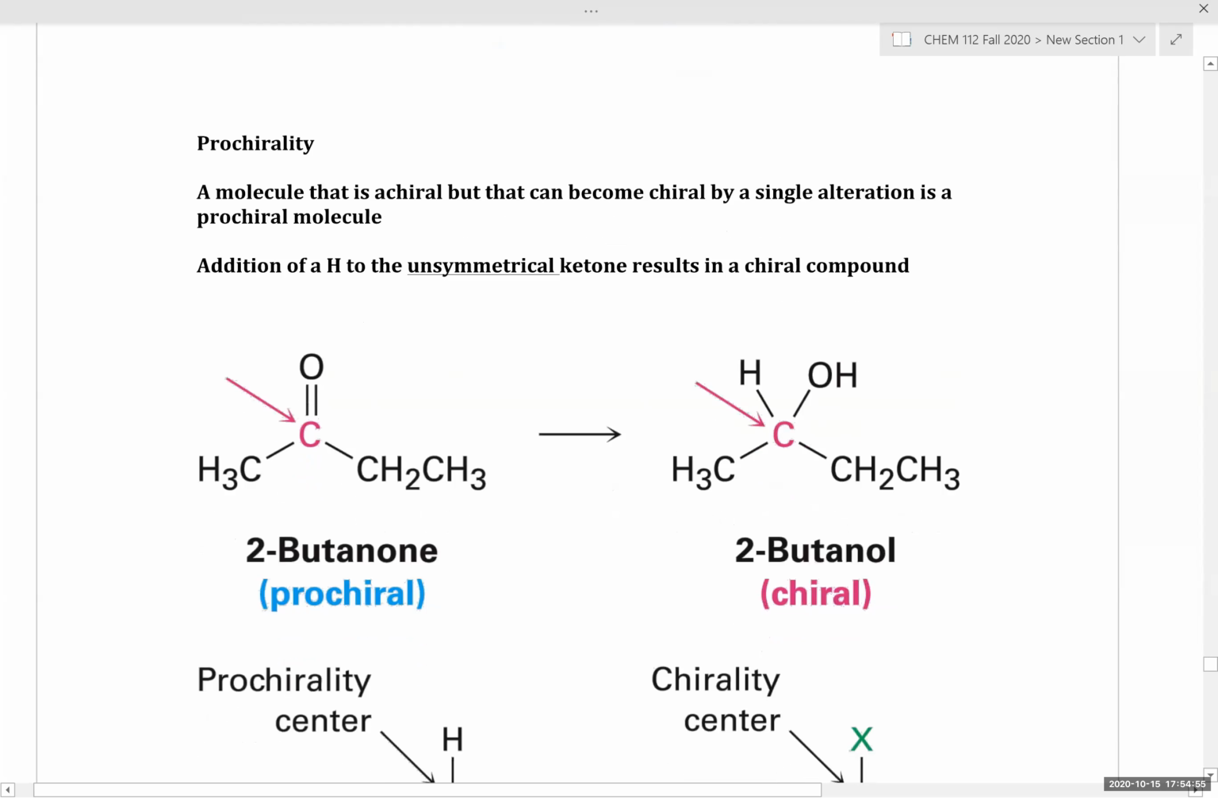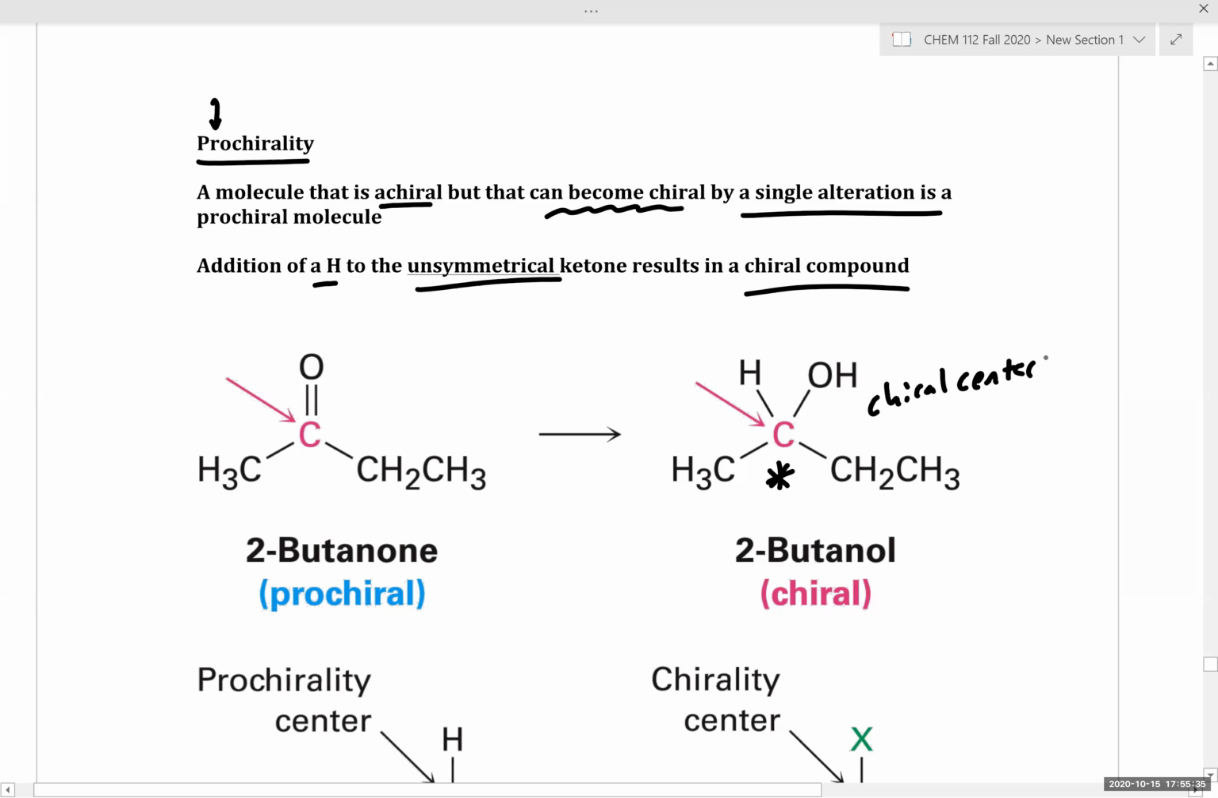Okay, let's talk next about a very intriguing idea, and that concerns generation of chiral centers from chemical reactions, otherwise known as pro-chirality. Pro meaning essentially a center that can become a chiral center. So pro-chirality describes a molecule that is achiral but can become chiral by a single alteration. For example, addition of hydrogen to an asymmetrical ketone results in a chiral compound, right? Does everyone see how we're making a chiral center? Does everyone see how this product has a chiral center?